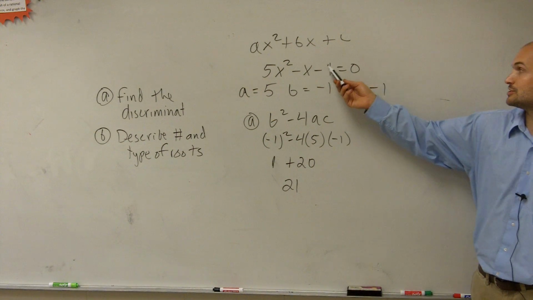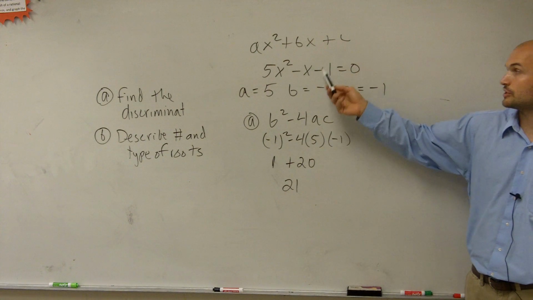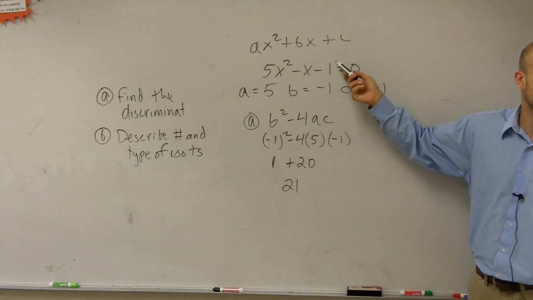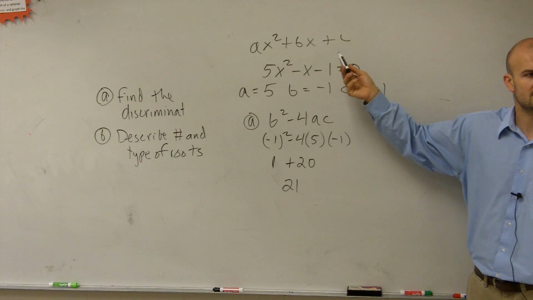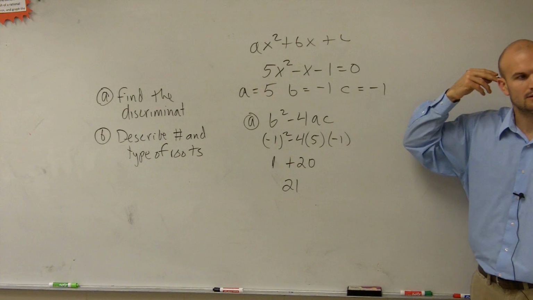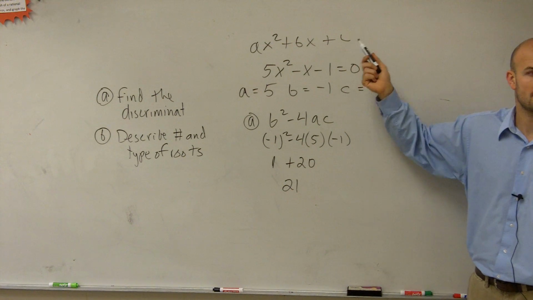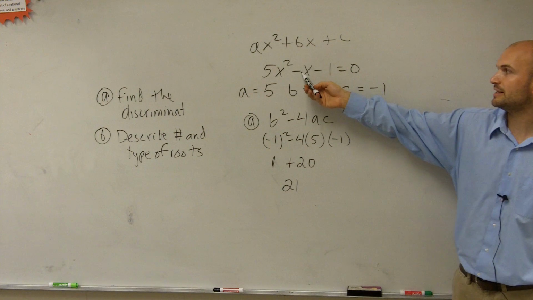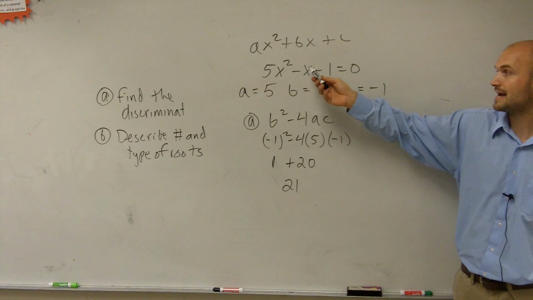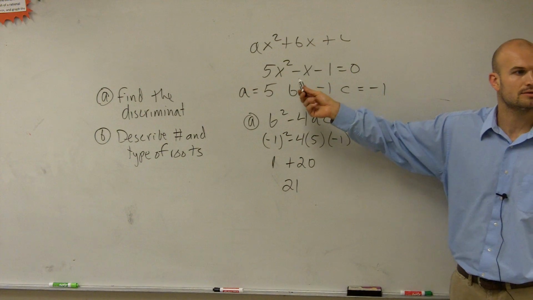Because c is just going to be your constant. So you can see it's -1, so that's why c is -1 up there. Because instead of it being plus c, you can see that negative x, that x is being multiplied by -1.